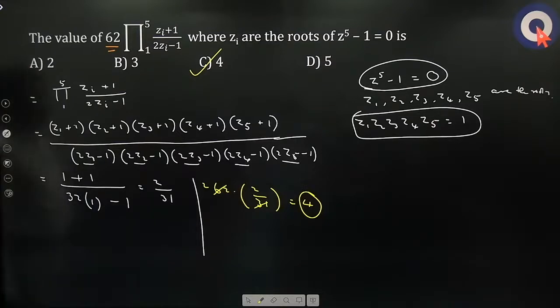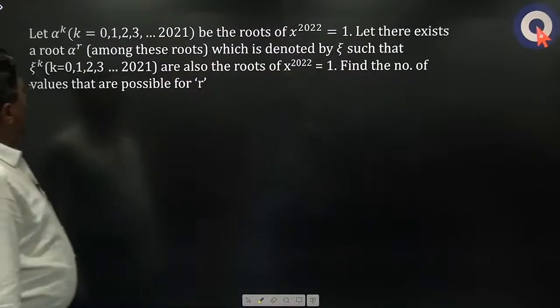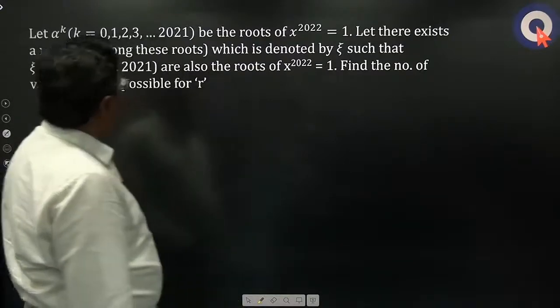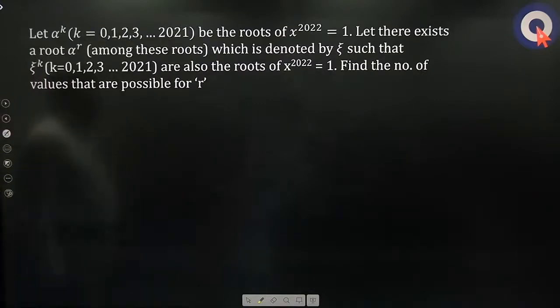All right. So let us move on to the next problem. Nice problem. Let alpha^k, k = 0, 1, 2, 3, etc., 20, 21, be the roots of x^2022 = 1.